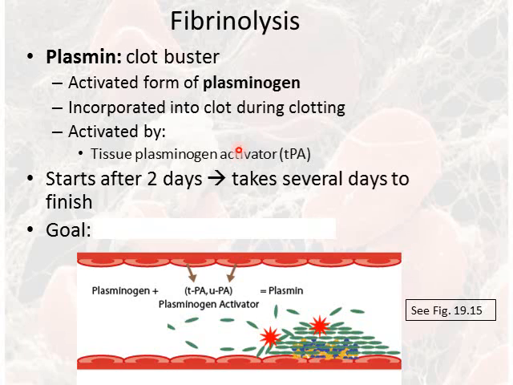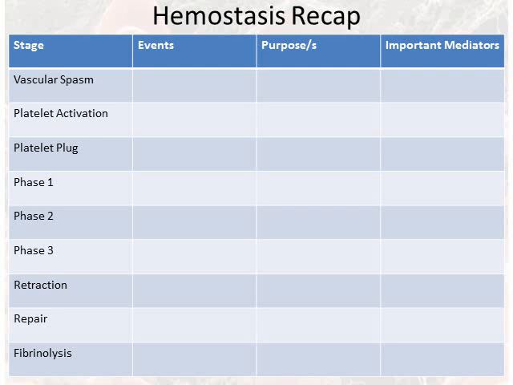Tissue plasminogen activator is a very important one. It's a clot busting drug, and it's used clinically in stroke patients that get to the hospital quick enough, when we find out there's a clot causing that stroke. They can give them tissue plasminogen activator, and it can break up that clot and actually save some brain damage from happening. This usually starts about 2 days after the clot, but takes several days to finish. Really, the end goal is just to remove the clot, get it out of the way, because we don't need it anymore because the tissue's healed. And that really finishes up hemostasis.